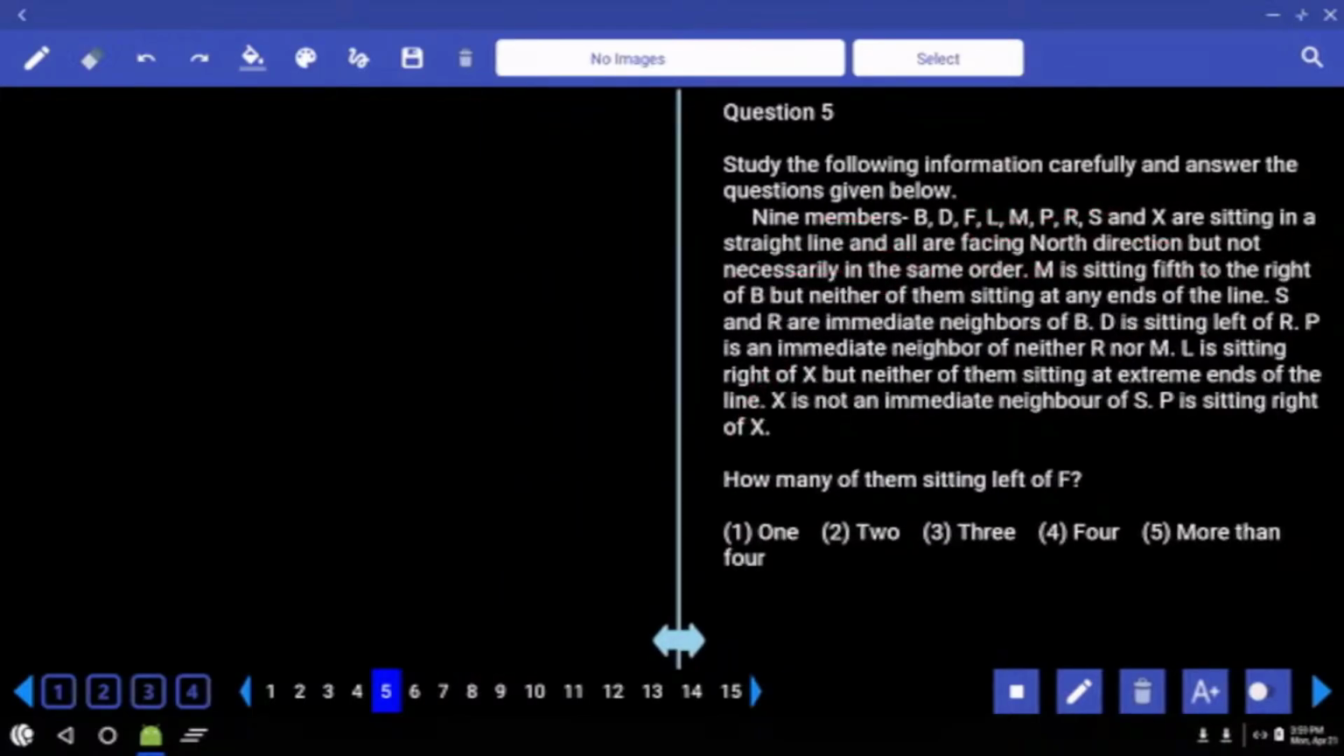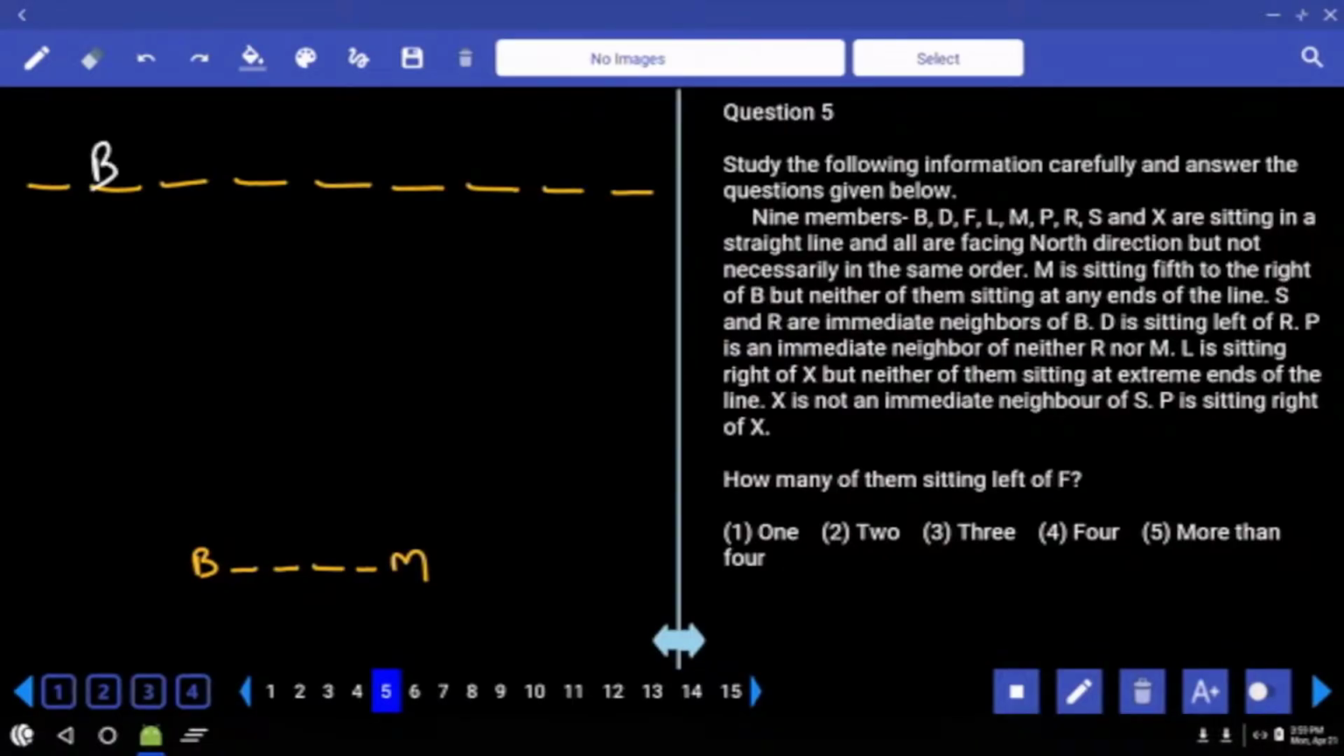Let's start. Now 1, 2, 3, 4, 5, 6, 7, 8, 9. Then here in this one, M is sitting 5th to the right of B. M is sitting 5th to the right of B. 1, 2, 3, 4, 5. Does it fit or not? And neither of them sit at any ends of the line. None of these 2 persons are at the ends of the line. How many possibilities? Can we have B at this place or not?